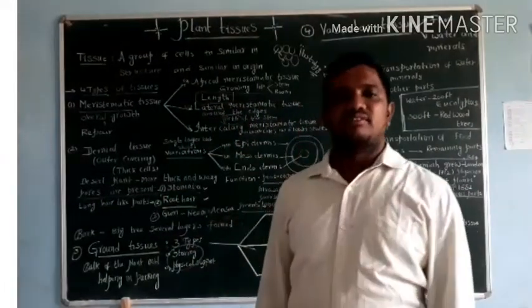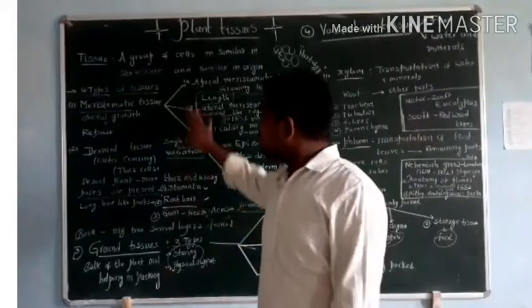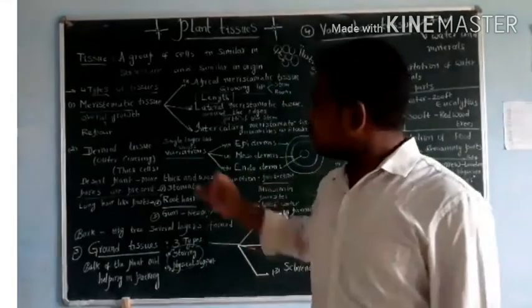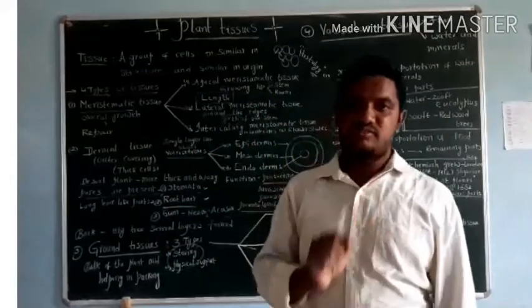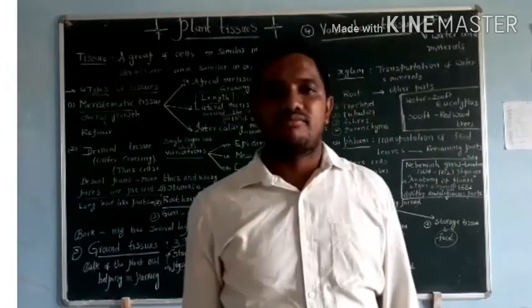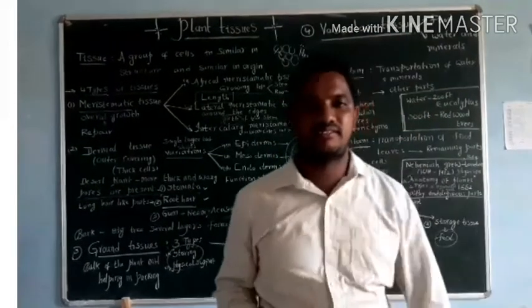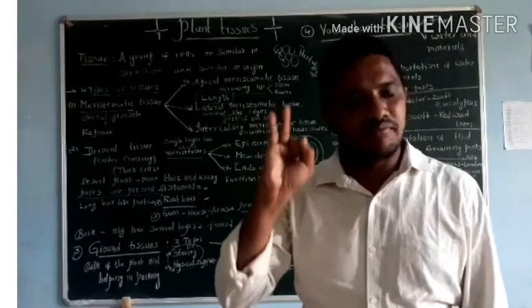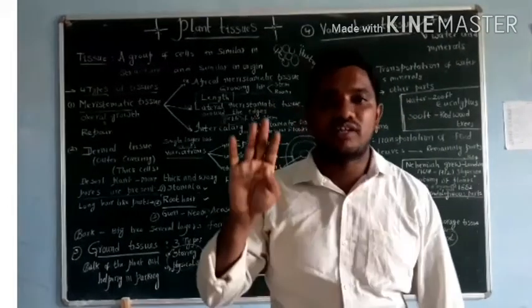Okay, next one. There are four kinds of tissues present. Basically, those are meristematic tissues, first one. Second one is dermal tissues. Third one is ground tissues. Fourth one is vascular tissues. Once again, there are four kinds of tissues present in plants: meristematic tissue, dermal tissue, ground tissue, and vascular tissue.